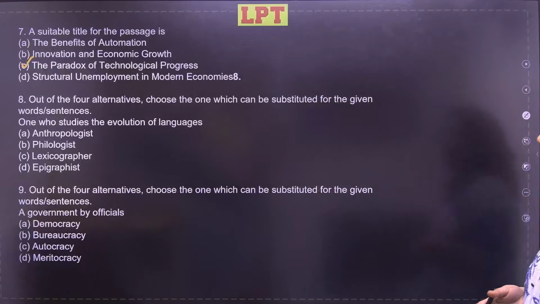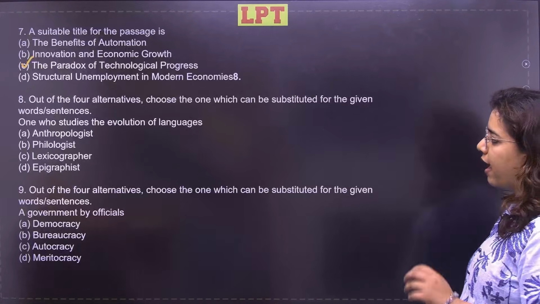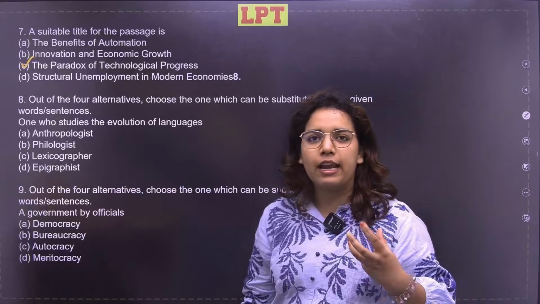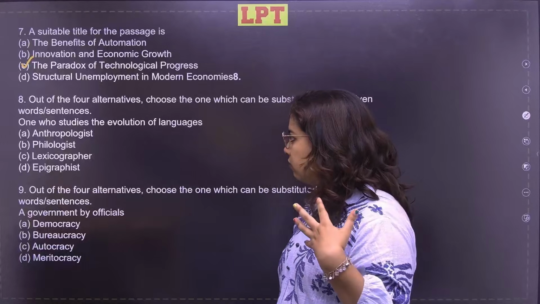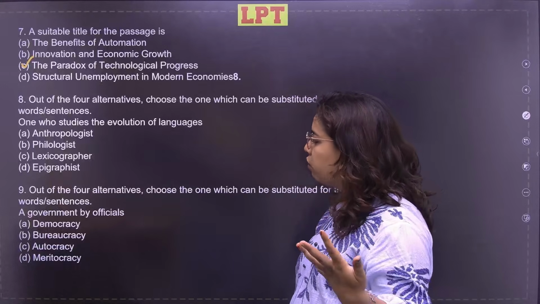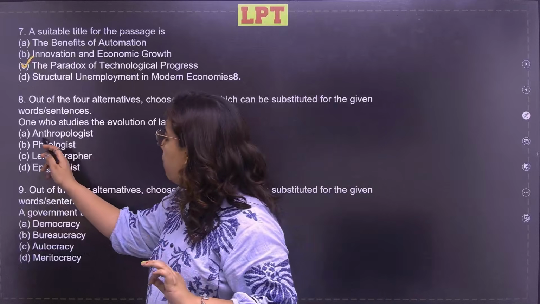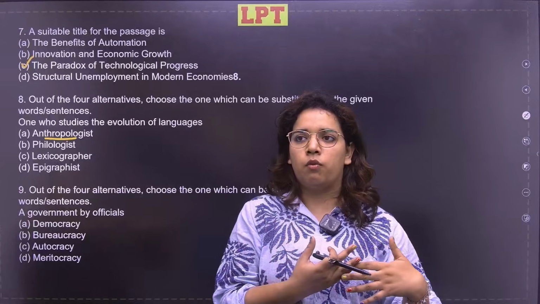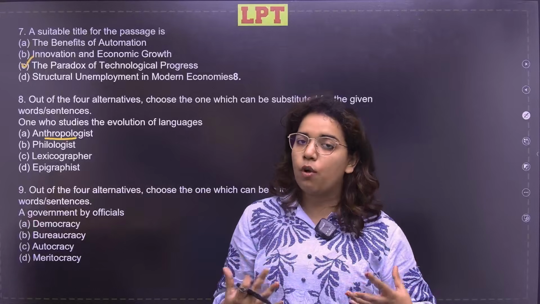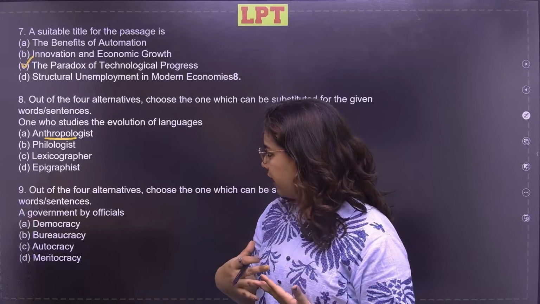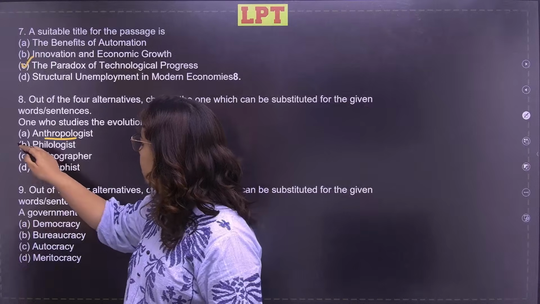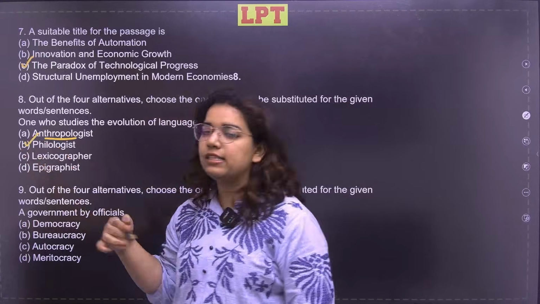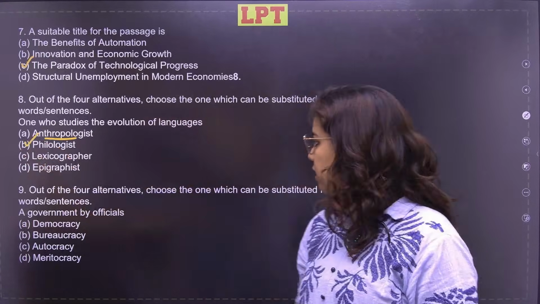Fine. Question number 8. You have to choose one word substitution for the given word or sentences. One who studies the evolution of languages. See, if you have a slight idea of languages or of root words, you will know that anthropo is related to human beings, mankind. So, anthropologist studies about mankind. Here the best answer would be philologist, who is actually studying different languages, right?